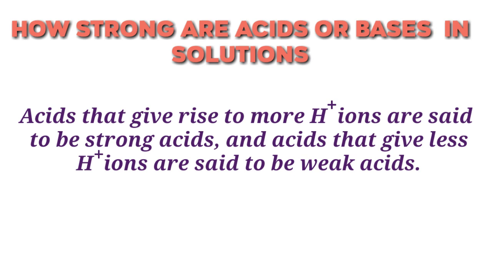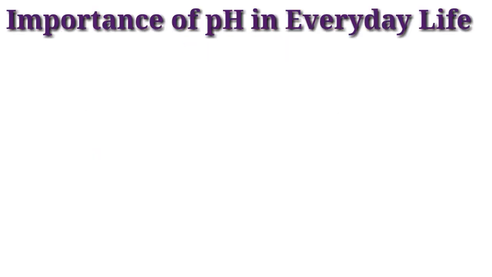Hydrochloric acid ionizes completely and gives more number of hydrogen ions, whereas acetic acid ionizes partially only and gives less number of hydrogen ions. So they are considered as weak acids. Next topic, importance of pH in everyday life. pH plays an important role in many activities of our everyday life.